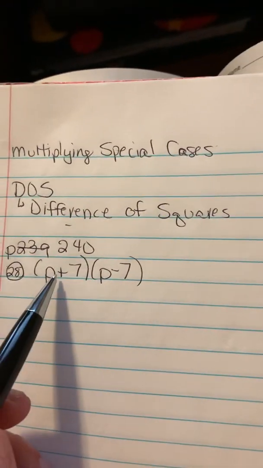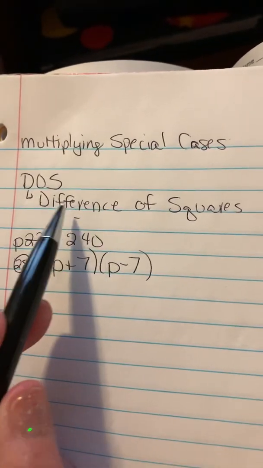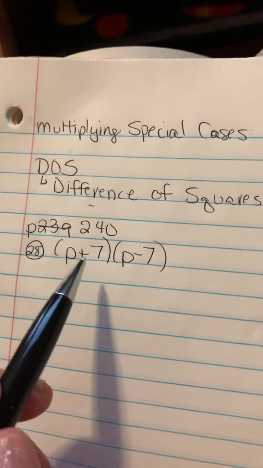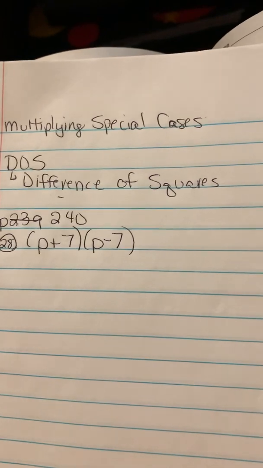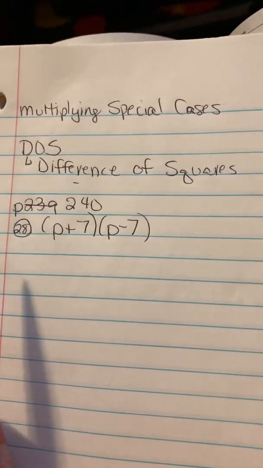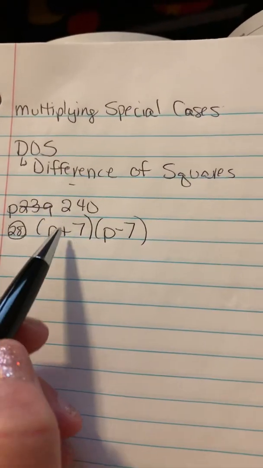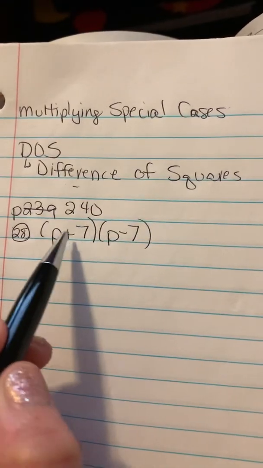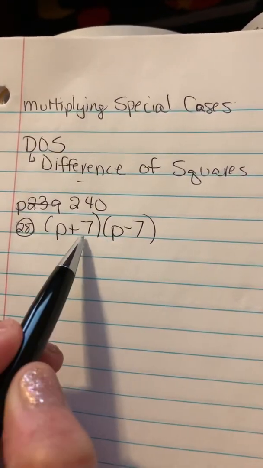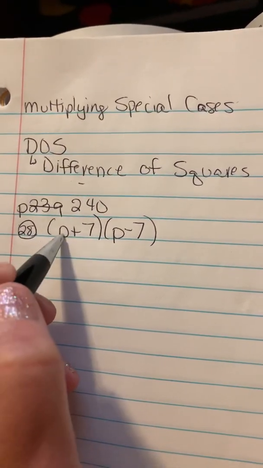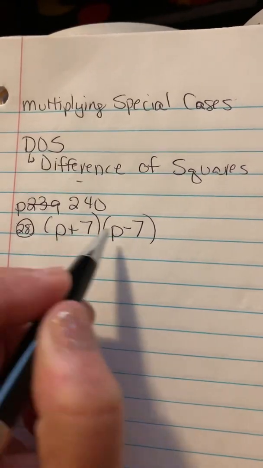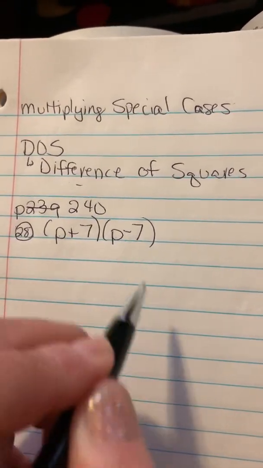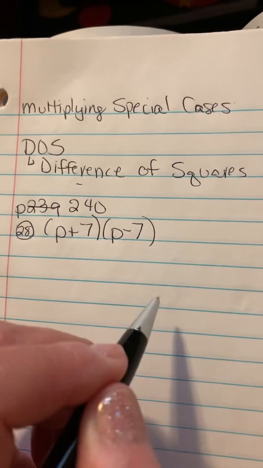Okay, so I want you to look at this. Why is this a special case? Well, we've actually seen a problem like this before, and I showed you that it was a special case before, but I didn't really talk about it in depth. So in difference of squares, what you're seeing is that you have the same letter or the same first term and the same last term, and the signs are different.